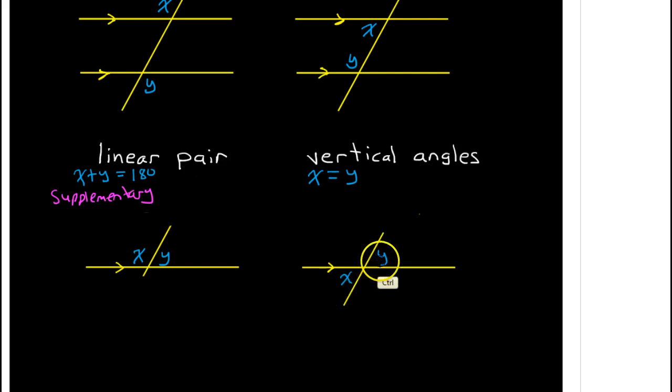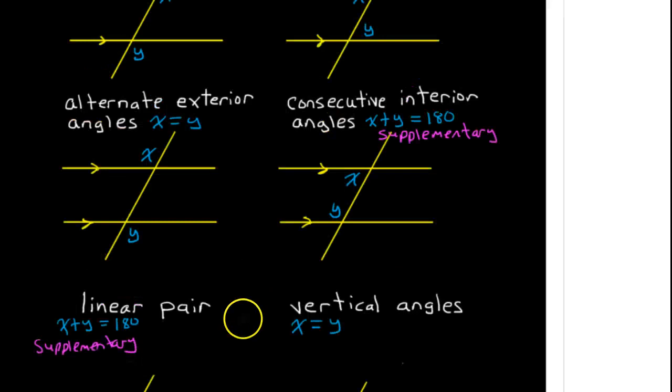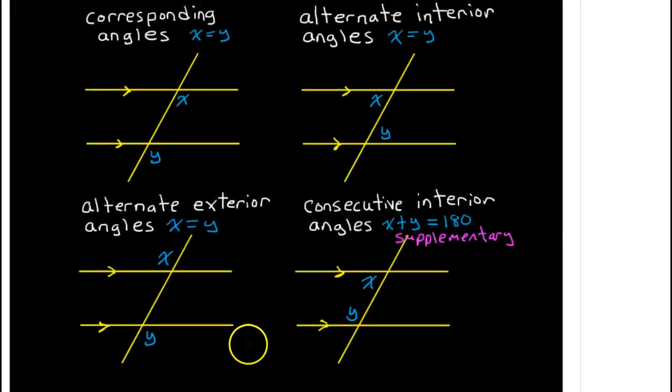When you have intersecting lines, you have vertical angles. And they will always be congruent regardless of whether or not lines are parallel. So these cannot be used to prove that lines are parallel. These four can. If I notice that alternate interior angles are congruent, then I have just proven that the lines are parallel. All right, same with the rest of these.